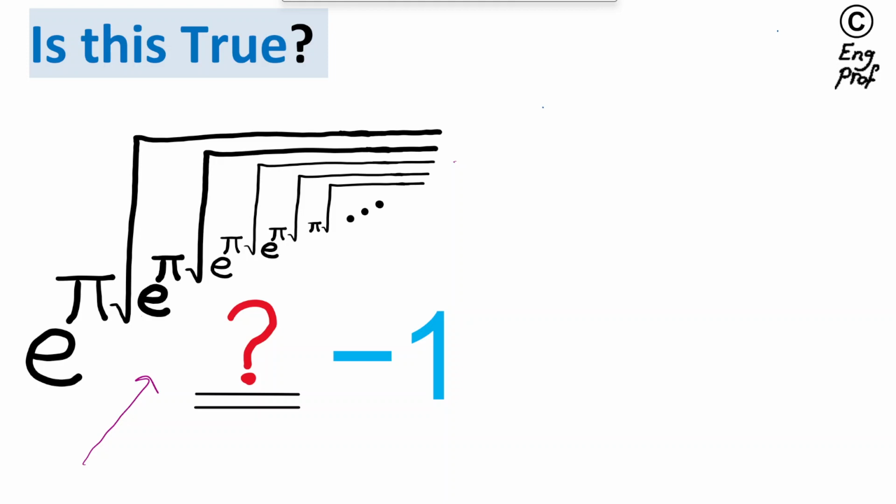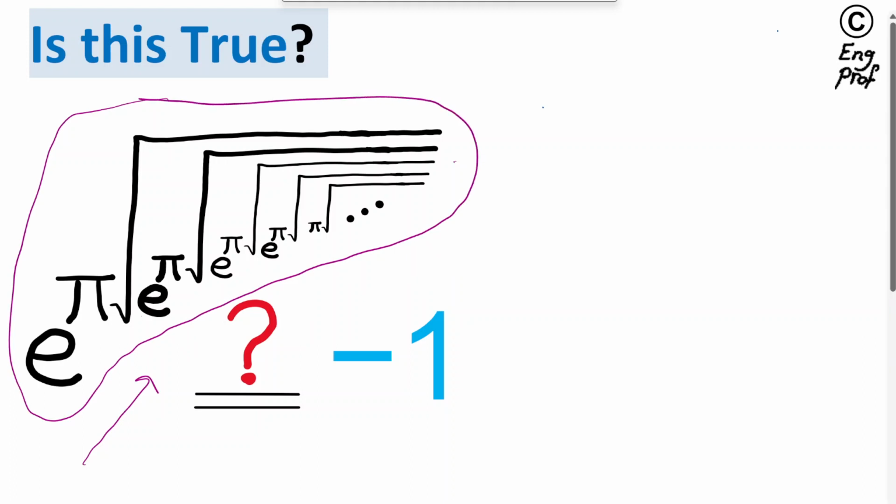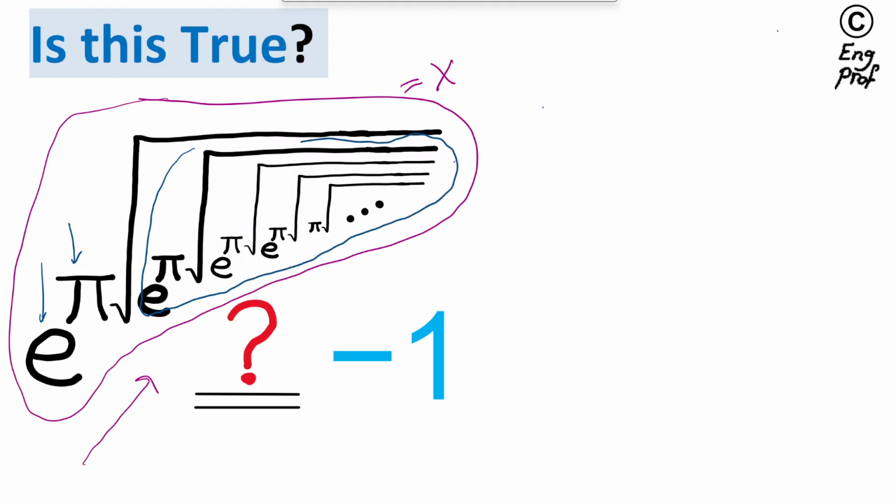Let's consider that maybe we can refer to the whole thing as just the unknown value x that we need to find. So this is equal to x. Now consider that right after the first exponent e to the pi, and then pi multiplied by square root, right under the first square root, it's as if we have the whole thing repeating itself again. So this whole thing under the first square root is another representation of x itself. So this is x again.